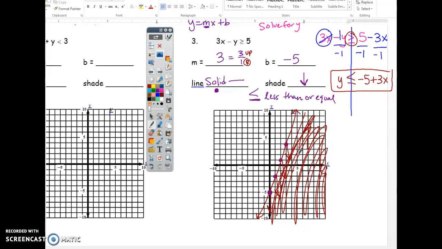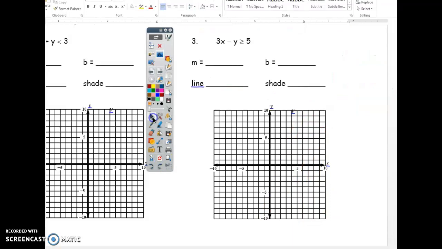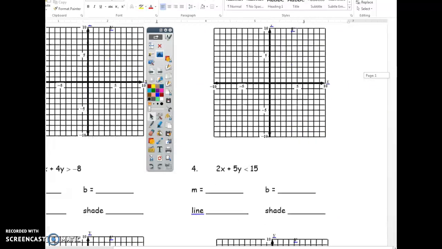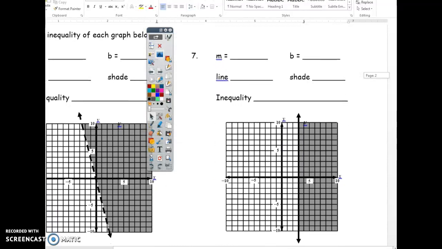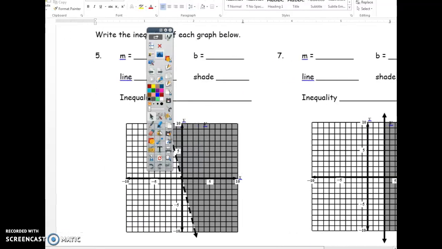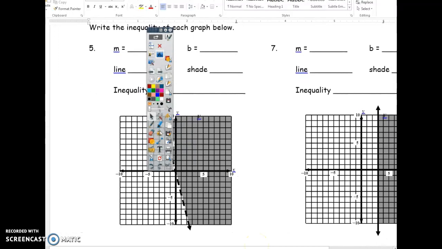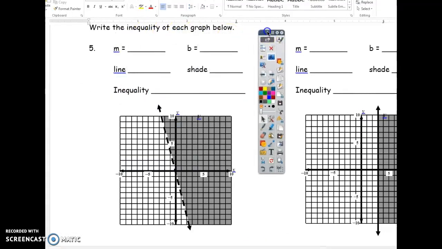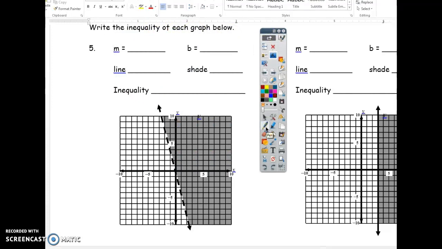Okay, let's go to the back page, problem number 5. So these are already drawn, just like yesterday. They're already drawn. So let's fill in as much as we can. I know that it's shading up because I can draw up arrows. So this shading was above the line or up. The line is dashed.